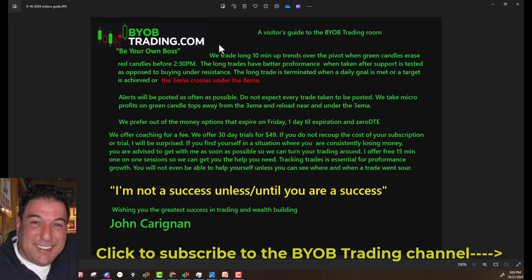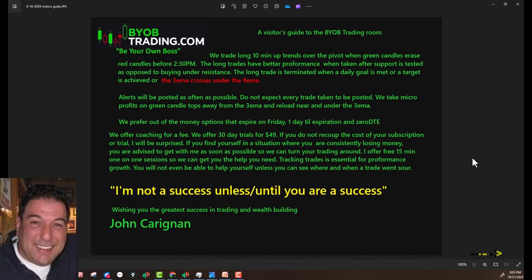When you come into the BYOB trading room, or when we do our day trading there, we like to trade 10-minute uptrends or downtrends over a pivot, which is established by me based on the previous day's activity, showing us a common area where price pivoted back and forth. We're looking for green candles to erase red candles, preferably before 2:30, because after 2:30 the market is getting wrapped up and there's quite a bit of volatility.